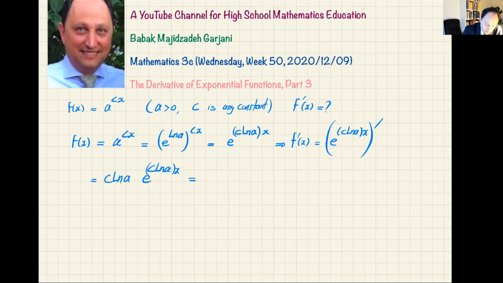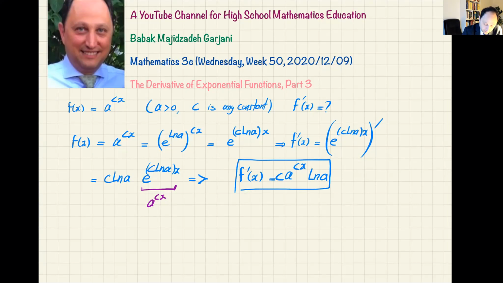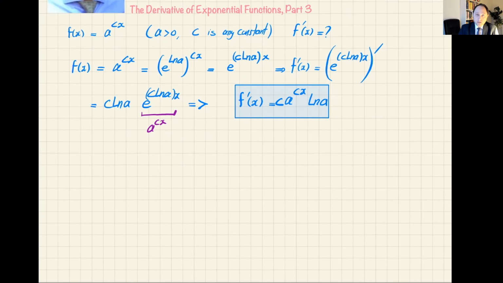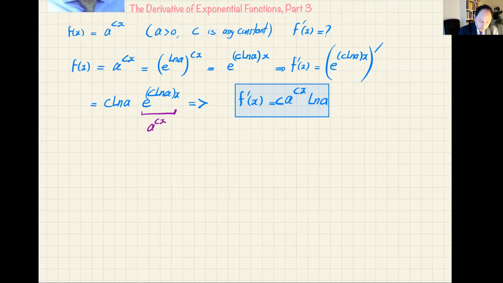But again, this part has a simpler and better name, yes? This is a to power cx. So if I write them in an organized way, finally the derivative becomes equal to the function. So c goes down, the function repeats itself, but I also have an extra factor of ln of a. Yes?